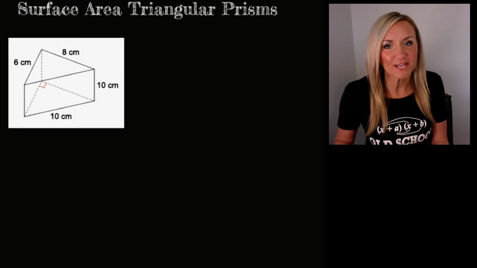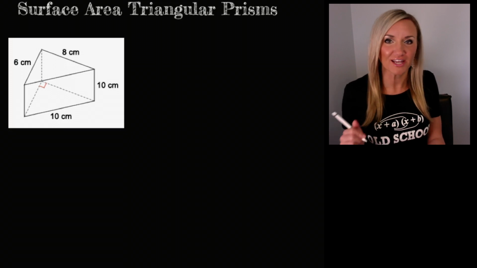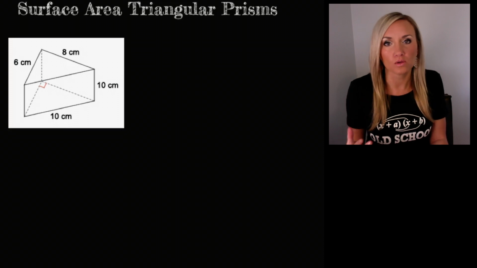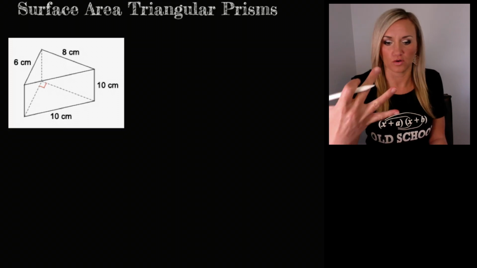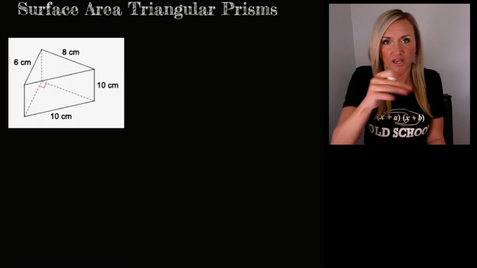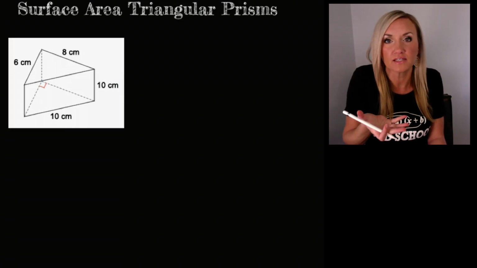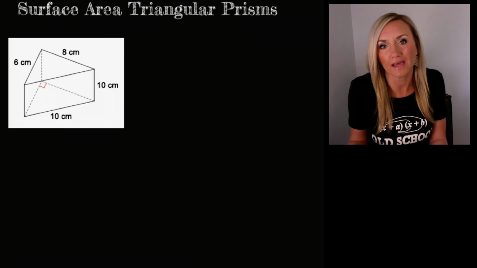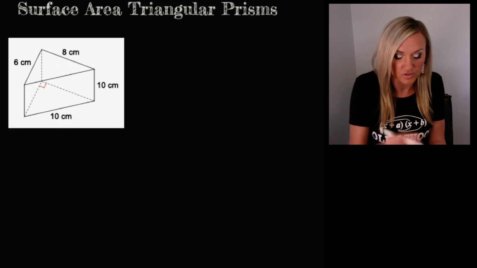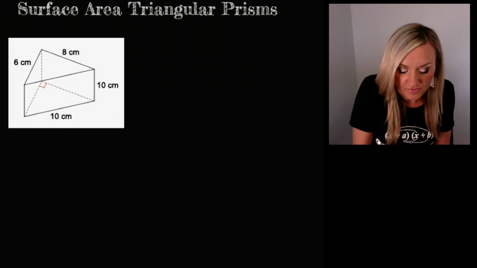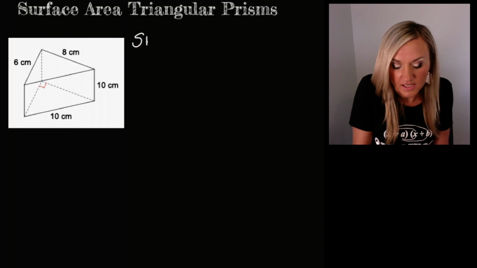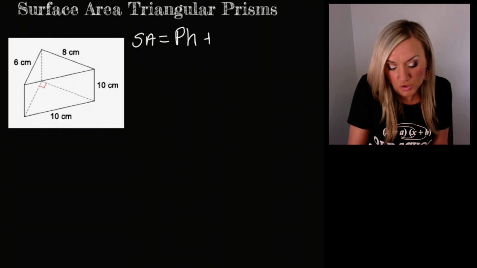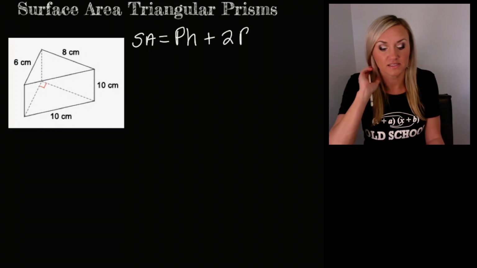Okay, so we have 4 examples today to find the surface area of triangular prisms. If you're finding the surface area, you could find the area of all of the sides. A triangular prism would have 3, 4, 5 sides. You could find the area of all of those faces individually and then add them up. Or you can use a formula that I'm going to work with you today, and that is the surface area is the perimeter of the base times the height plus 2 times the area of the base.